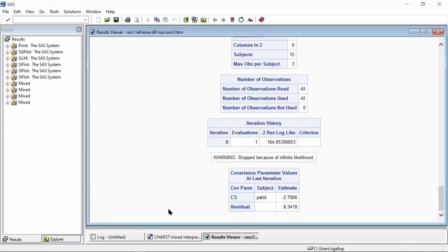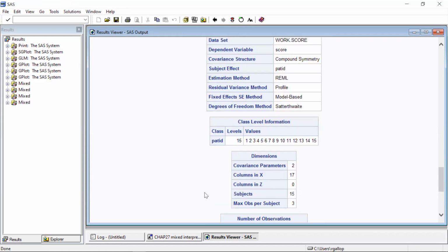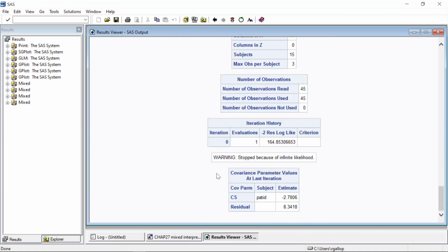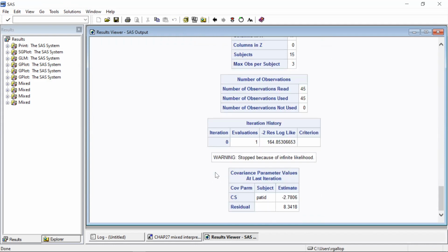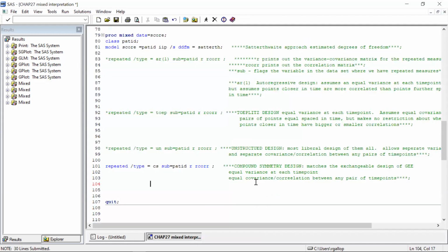So when we fit compound symmetry, this one won't estimate, and it won't estimate. So we lost the fit on that. So stop because of infinite likelihood. So that's cool. So we're able to fit all those models.